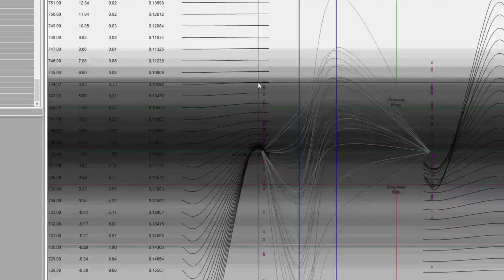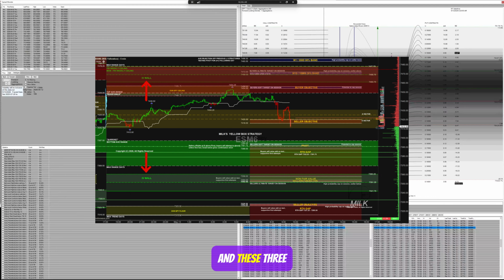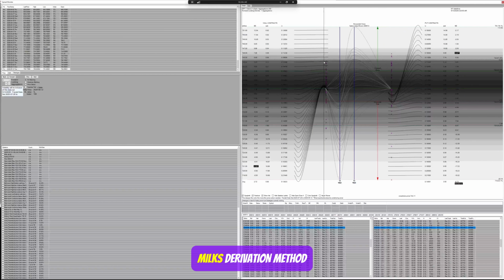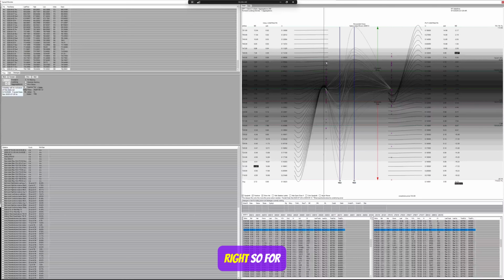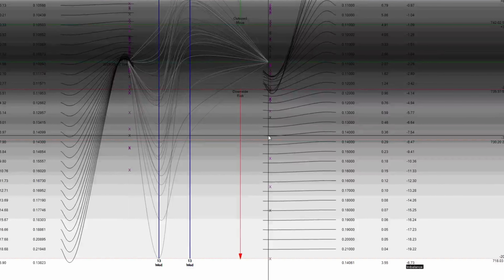So this is the IV order flow, and you must have seen on Milk's charts that he derives 3 IV levels, and these 3 are those IV levels. You need to do the same thing if you want to use Milk's derivation method for the IV vault, for both the upside and the downside. So let's move on to the IV derivation for the downside. For the downside too, we are going to be looking at almost no pixel gap so that we can find our true IV vault, the IV order flow, and the outer edge of the IV area.